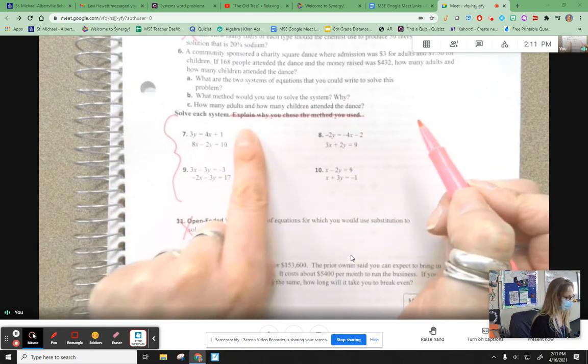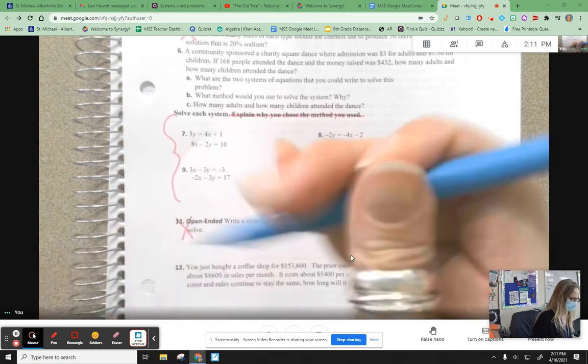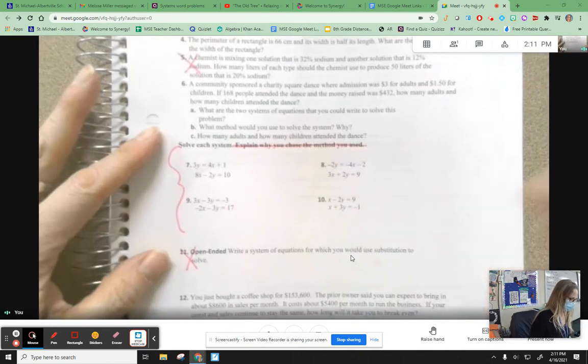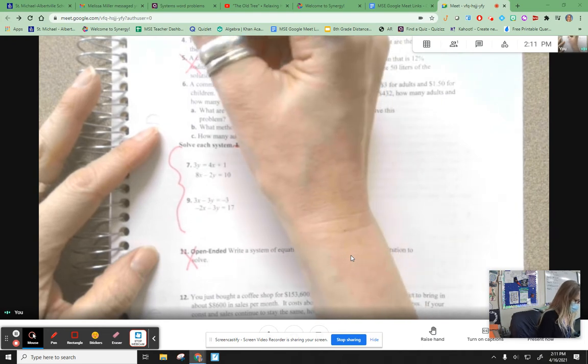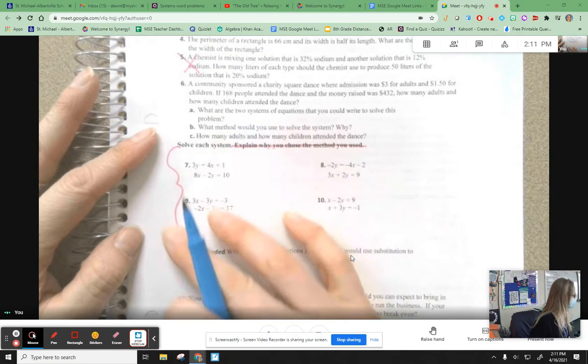What that means, by the way, would be like to say, oh, I used substitution because a variable is already isolated or something like that. What I'd like to do is just kind of run through a few simple things with you. I'm going to talk a little bit about number 1 and talk a little bit about number 2, and then I'm going to set you off to do the rest.